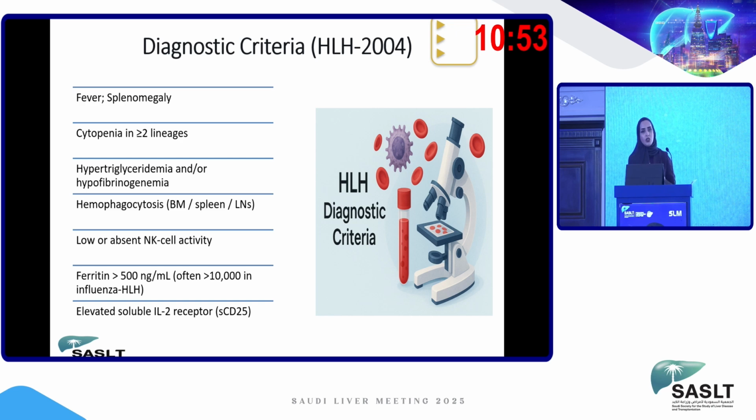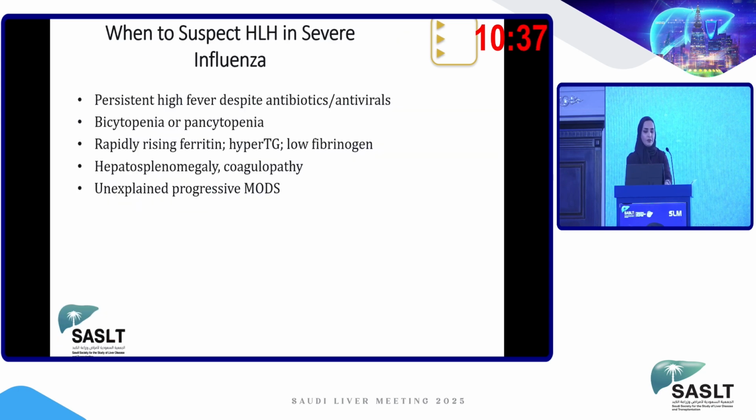Actually, in HLH, usually the ferritin will be more than 500 nanograms per ml, but we noticed that in cases of HLH secondary to influenza, usually the ferritin will be more than 10,000. Also, elevated soluble interleukin-2 receptor, CD25.